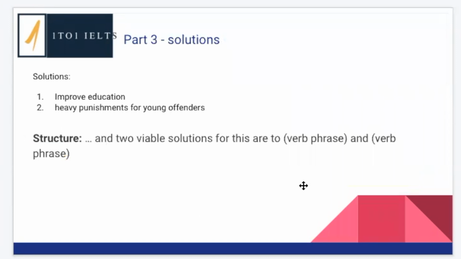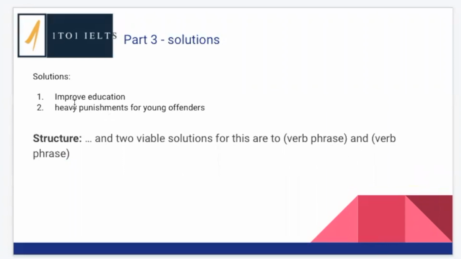The reason is that this structure is going to involve verb phrases. These verb phrases really work well when we're talking about solutions. The two solutions we have are improve education and heavy punishments for young offenders. And the language you can use are, "and two viable solutions for this are to," and "after this are to," we insert verb phrase 1, we go "and" verb phrase 2.